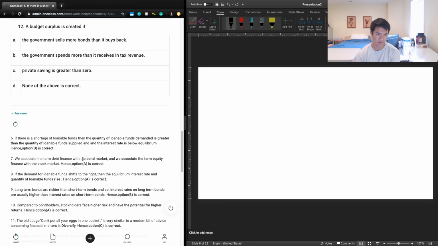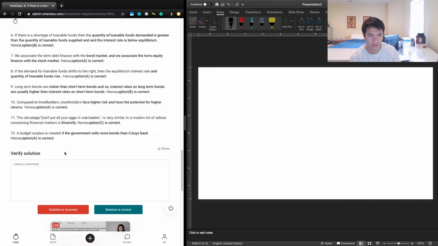B says the government spends more than it receives in tax revenue. That's not the case. That's what happens when there's a budget deficit, so we're not going to pick B. C says private saving is greater than zero. Again, private saving is not related to government surplus or government budget, and so is pretty irrelevant to this question. And D says none of the above is correct, and I would say D is the best answer here. A budget surplus is created if the government spends less than it receives in tax revenue, and that's not one of the answers we see here.